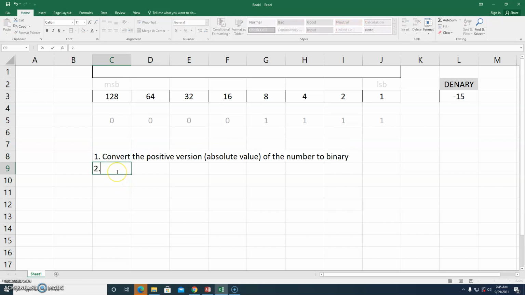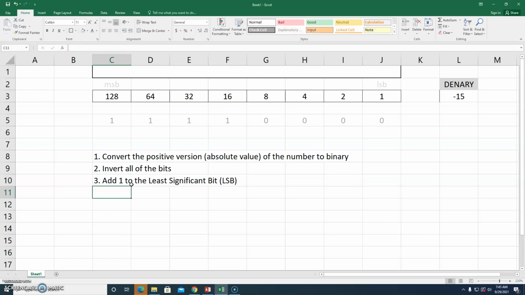Step 2, invert all of the bits. So 0 becomes 1, 1, 1, 1, 0, 0, 0, 0. Okay, that's step 2. Invert everything. Step 3, add 1 to the least significant bit.